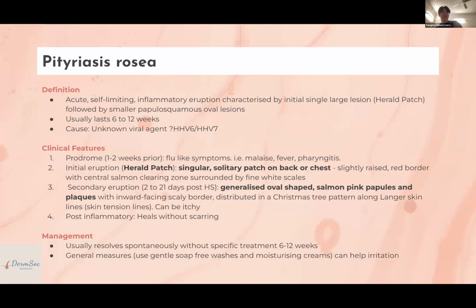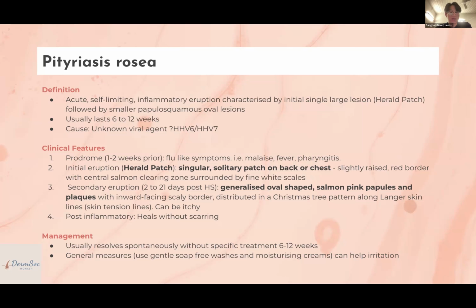Pityriasis rosea, I don't know why GPs always ask about this condition. It's not as common, but nevertheless, we should go through it. So it's an acute inflammatory eruption, which is characterized by a herald patch, which is a single solitary patch that initially appears on the back or chest, then followed by a generalized eruption of these oval-shaped salmon pink papules and plaques with quite thin scales on the border. That's sort of generalized across the body. That's your classic presentation of pityriasis rosea.